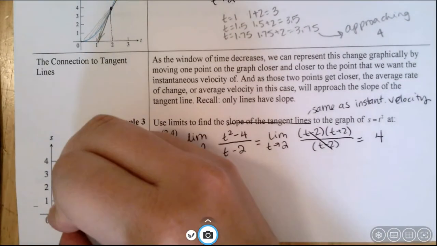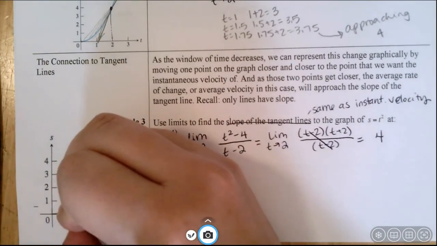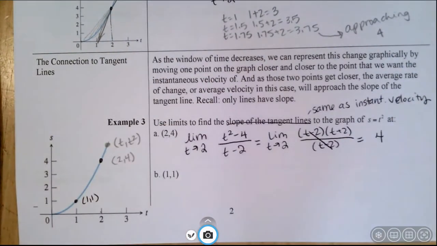So let's see what happens if we have another point, this point 1, 1. Well, we're going to follow exactly the same process.